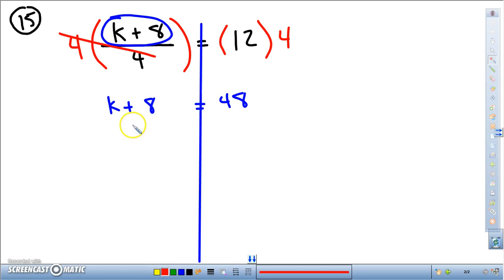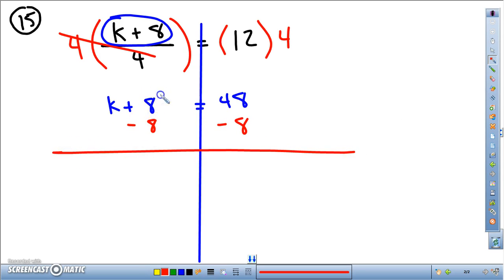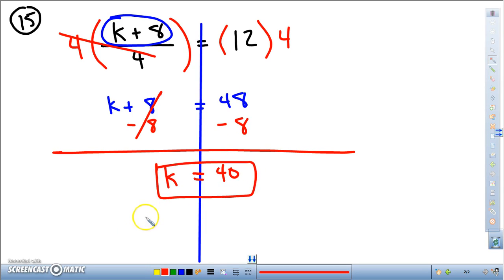And now I have just a simple one-step equation. The hard part of this is just realizing what needs to be done in this first step. Once you get to the second step, it's just a matter of subtracting 8 from both sides to isolate the variable term. And so that's going to cancel, and your k comes down. 48 minus 8 is 40. The variable already has a coefficient of 1, so I don't need to do anything else there, and k is equal to 40.